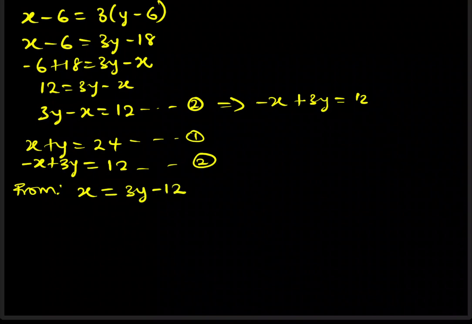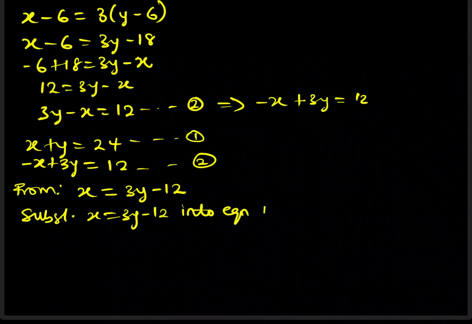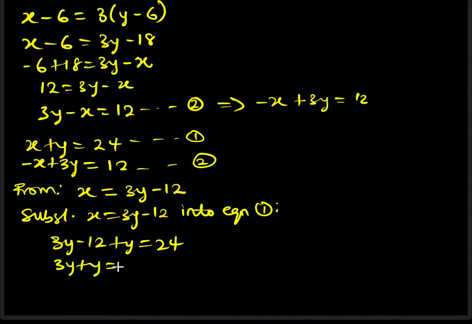If you make x the subject of formula in equation 2, you are going to get x equal to 3y minus 12. So let's substitute x equal to 3y minus 12 into equation 1. So what would that give us? That would give us our x plus y. Instead of x, that x will now be 3y minus 12 plus y equal to 24. That will give us 3y plus y equal to 24 plus 12.